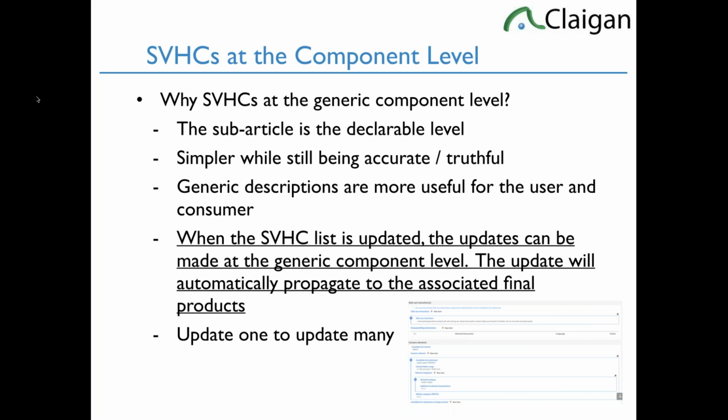It's better for you. The general descriptions are much more useful, and in a very practical way, when the SVHC list is updated, the updates can be made at the generic component level. I can update, whether I'm adding an SVHC or not adding an SVHC, I'm just saying I'm now updating to the July list. You can make one update and propagate it to all the products instead of opening up every product and updating it.